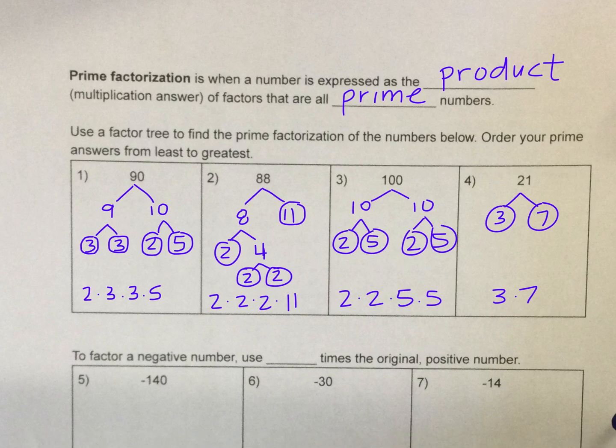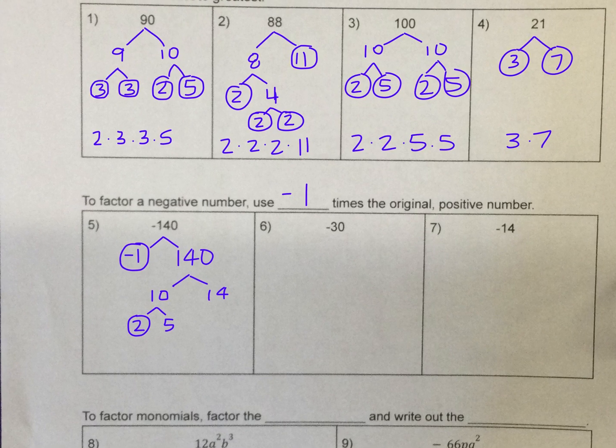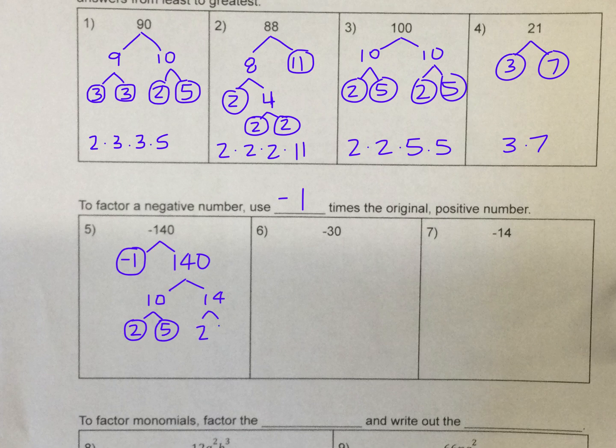All right, you do negatives almost exactly the same way, except you have to put a -1 times the original one first. So let me show you what I mean. So -140 is -1, which I'm going to circle, times 140. Now I'm going to break down 140. I'm going to say 10 times 14. That is 2 and 5. And 14 is 2 and 7. So I've got everyone down to their primes. So -1 times 2 times 2 times 5 times 7.